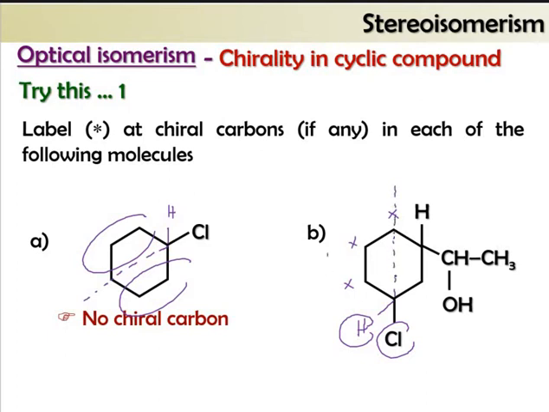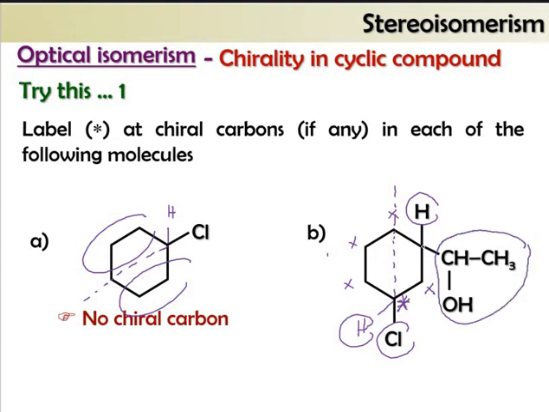So this part on the left side, and here on the right side, adakah dia berbeza? Adakah dia sama? Yes, dia berbeza dekat sini kan. So maksudnya di sini ada chiral carbon. So label asterisk. And then this carbon tak ada sebab dia ada 2 hydrogen. And then what about this carbon? Dia ada hydrogen and then dia ada CH3, OH group.